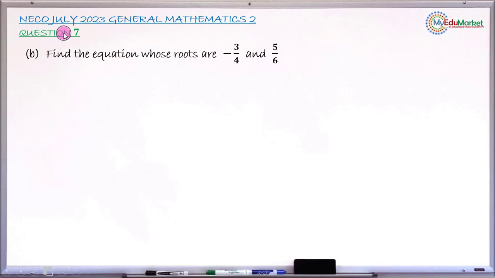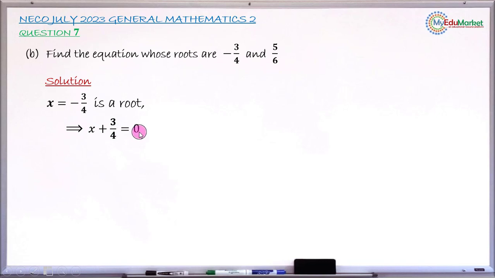This is NECO July 2023 General Mathematics paper 2, question number 7b, and the question asks us to find the equation whose roots are minus 3 over 4 and 5 over 6. So let me just say x equals minus 3 over 4 is a root. So taking minus 3 over 4 to the left-hand side, you now have x plus 3 over 4 equals 0.